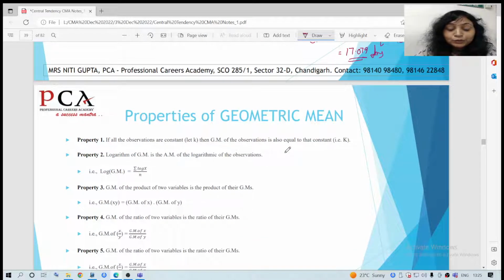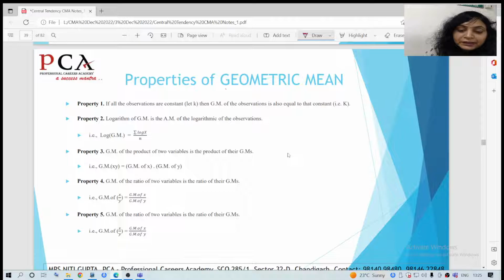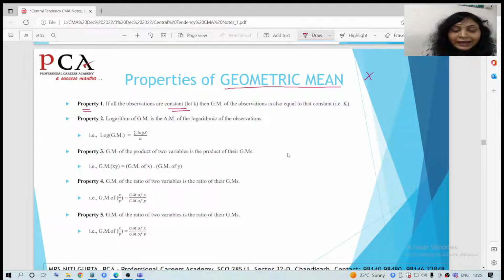Now the next most important thing is properties of geometric mean. The first property is if all the observations are constant, like suppose we have been given an X series and all the items are 10, 10, 10, 10, 10. This property we have discussed in arithmetic mean as well. So if all the items are constant, then the arithmetic mean of that series is 10 and the geometric mean of that series is also equal to 10.